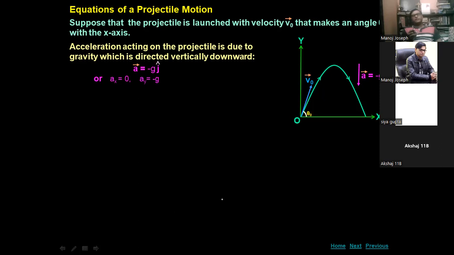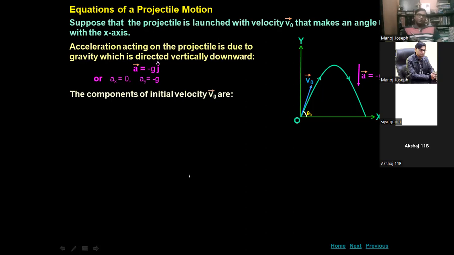So if the acceleration is acting only along the y-axis, then its components along the other two axes, along x and z, would be 0. So the component of acceleration along the x-axis is 0, along the y-axis it is negative, and along the z-axis it will also be 0, because we are learning motion in the 2D plane. The third axis has not been included in this representation.